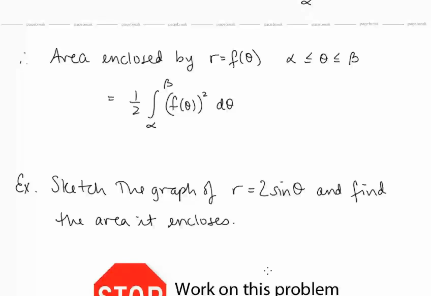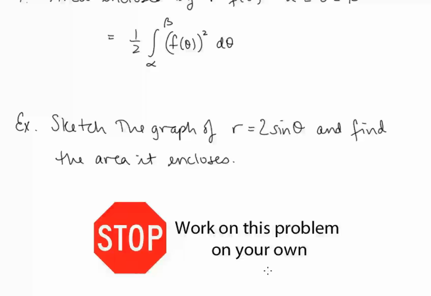Now let's take a look at an example. Sketch the graph of r equals 2 sine theta and find the area it encloses. We know the formula for area is going to be this integral here. We know that r equals f of theta, so in here is going to be 2 sine theta. We just need to know what the proper bounds alpha and beta are on the angle theta. Once we sketch the graph, we'll be able to figure out those bounds. So please pause the video and work on that.